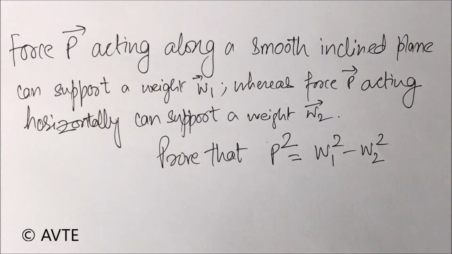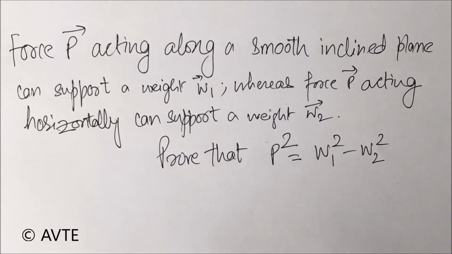If a force P acting along a smooth inclined plane can support a weight W1, whereas if the same force acting horizontally can support a weight W2, then prove that P squared is equal to W1 squared minus W2 squared. So to answer this question, we must understand the diagrams.